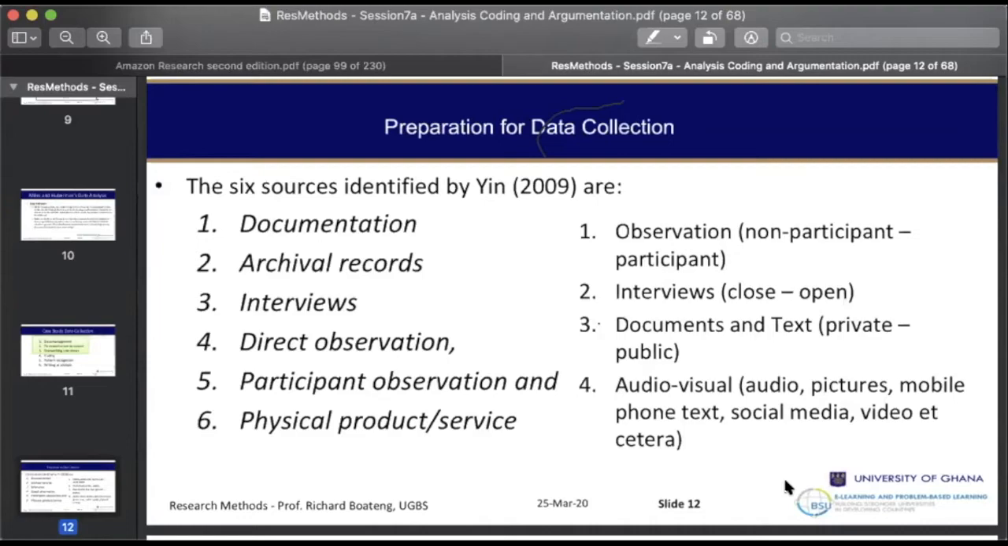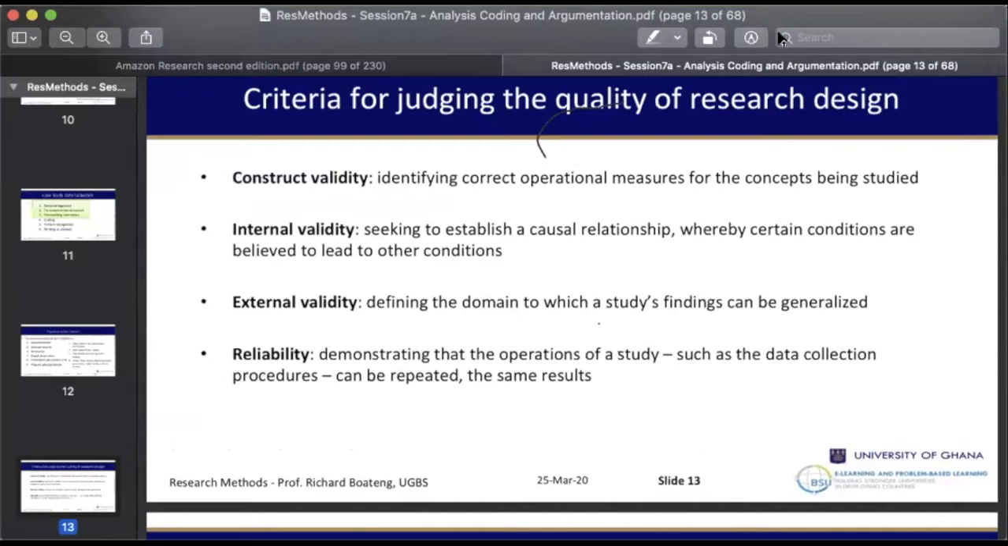We discussed these. I'm not going to detail these ones today. Construct validity, internal validity, external validity, and reliability. If you want to go back to our previous two sessions, the part two of case study development, I took my time to explain these dimensions very well. Construct validity is about the correct operational measures, internal validity about the causal relationship, where certain things are believed to be okay before others can be okay. So there should be a logical chain of evidence.